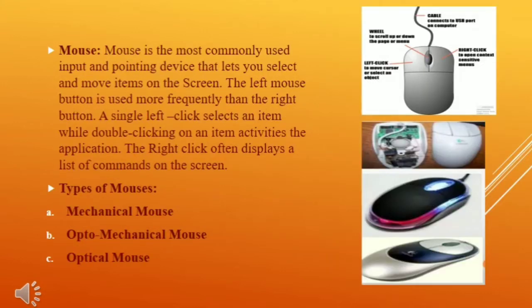Mouse. Mouse is the most commonly used input and pointing device that lets you select and move items around the screen. The left mouse button is used more frequently than the right mouse button. A single left click selects an item, while a double click on the item activates the application. The right click often displays a list of commands on the screen.